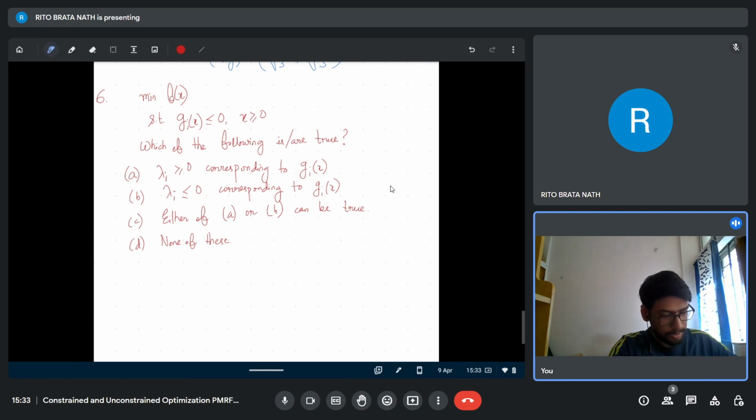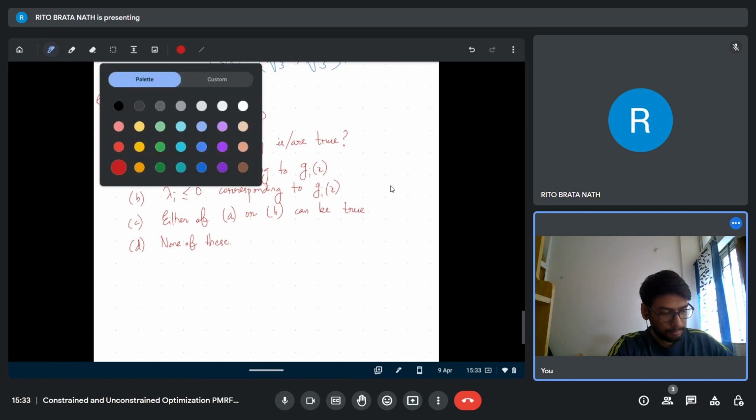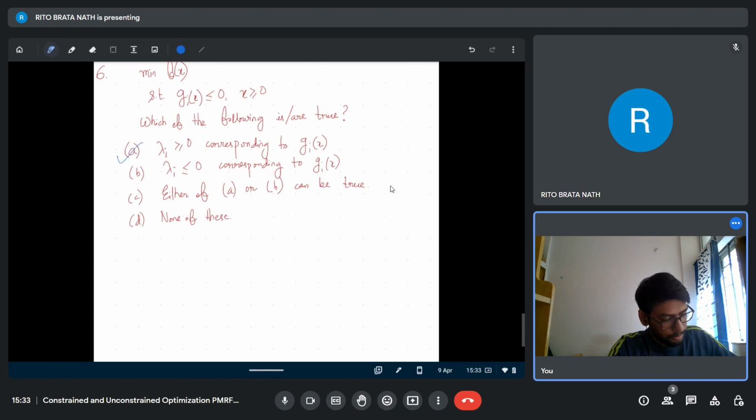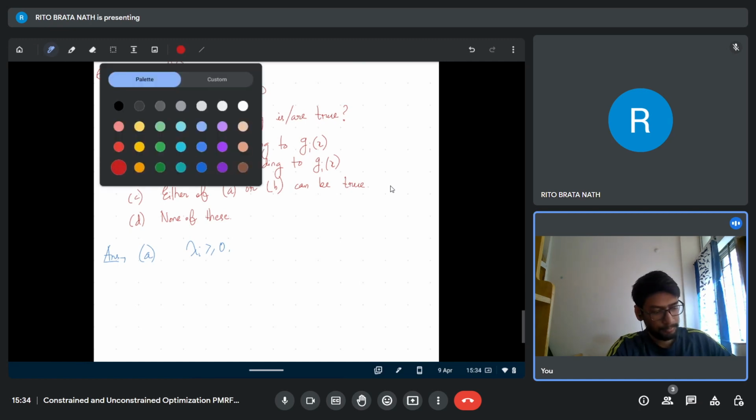In this case, the answer is option A, because this corresponding dual variable has to be positive or non-negative. Okay, so option A is correct. So this lambda_i is greater than or equal to 0. So that is fairly straightforward. Then let me move on to the seventh problem.